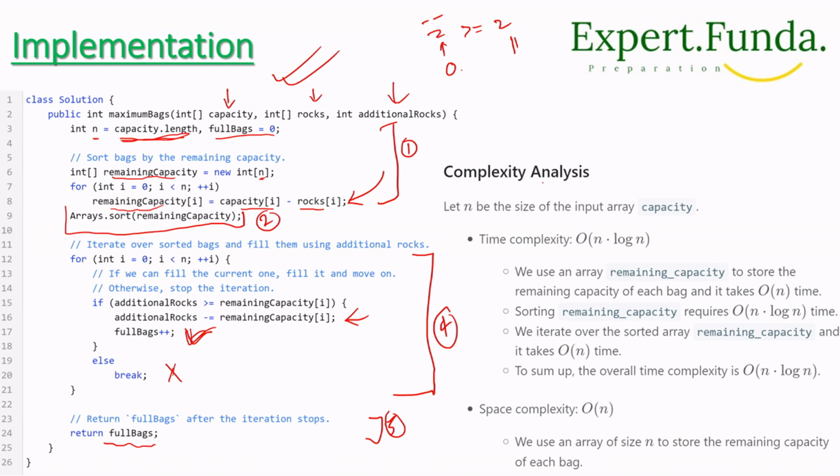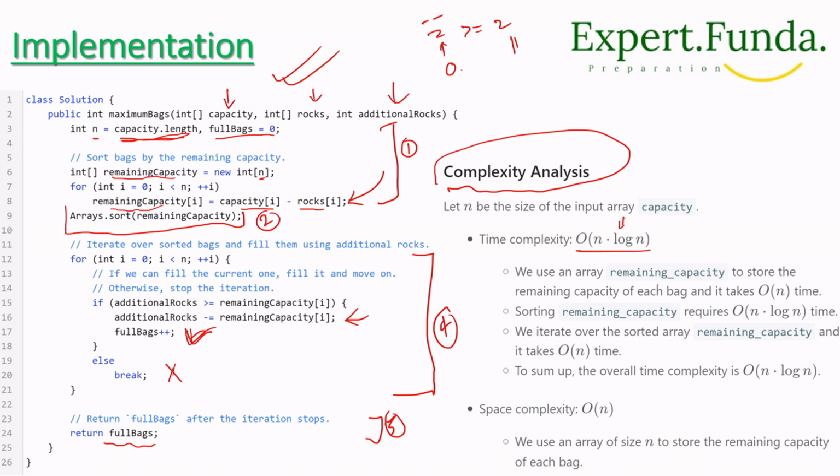So now understand the complexity analysis we have to do. You have seen that we have n, the size of the input array, that is capacity. And we are moving from 0 to n only, but we are doing one extra thing at step 2, that is sorting. So the time complexity is O(n log n), because of what we are doing here.